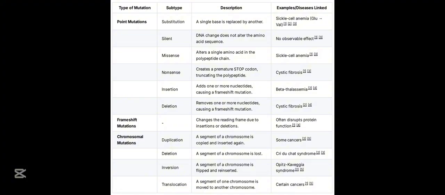Exactly. The classic example is sickle cell anemia. Our notes say it's caused by a change from CTT to CAC on the DNA. Right, which leads to a change from GAG to GUG in the mRNA.